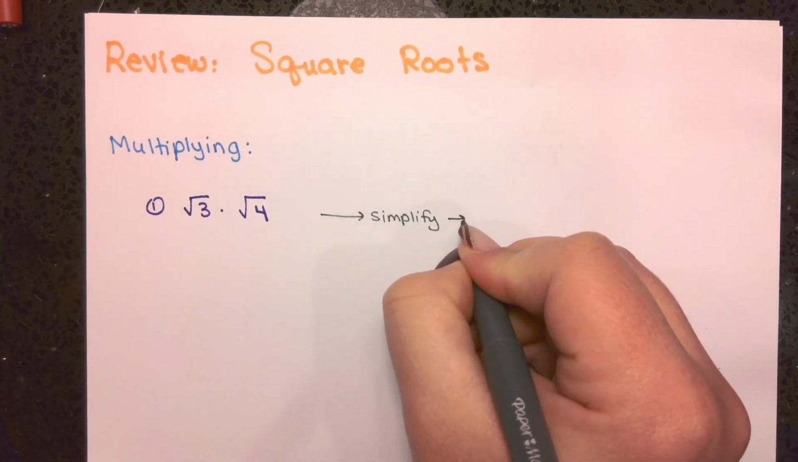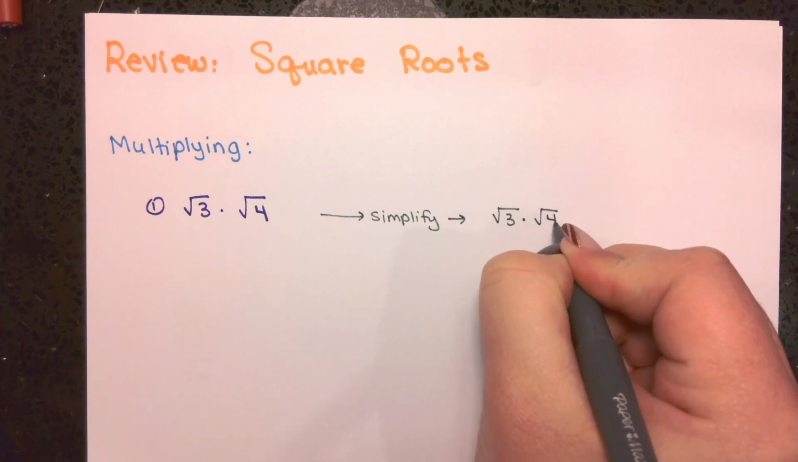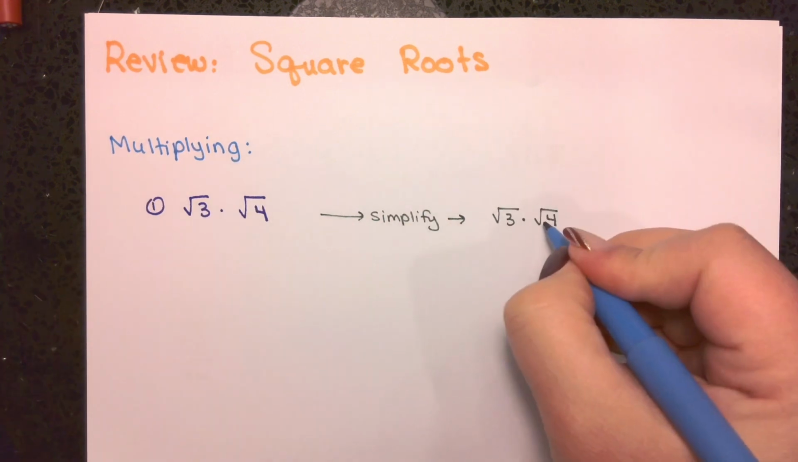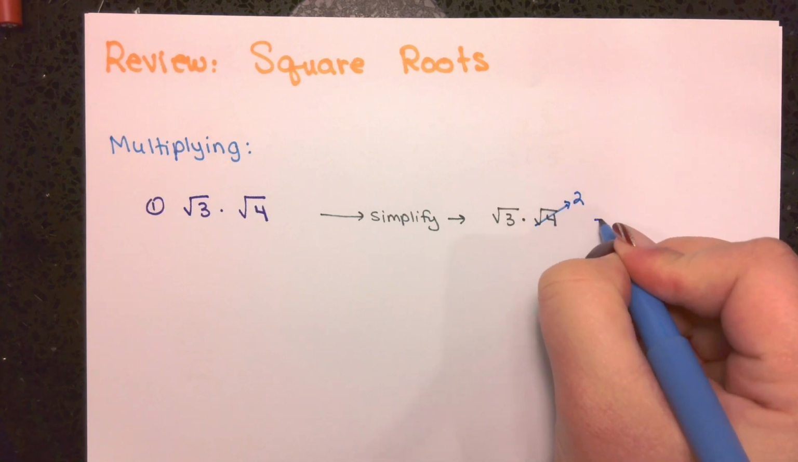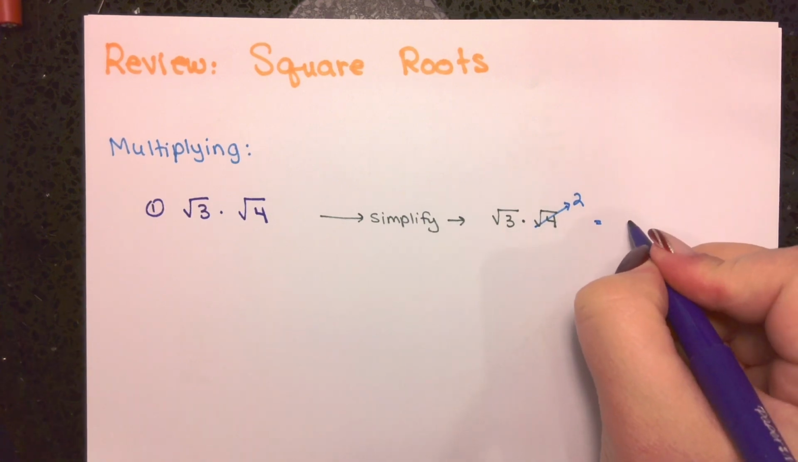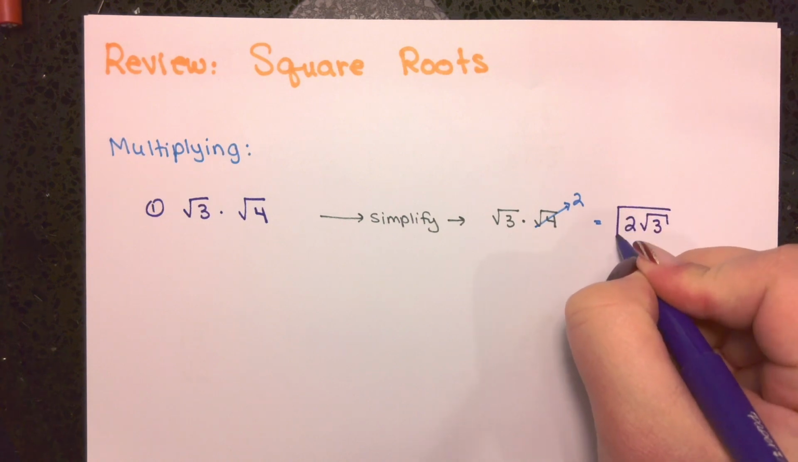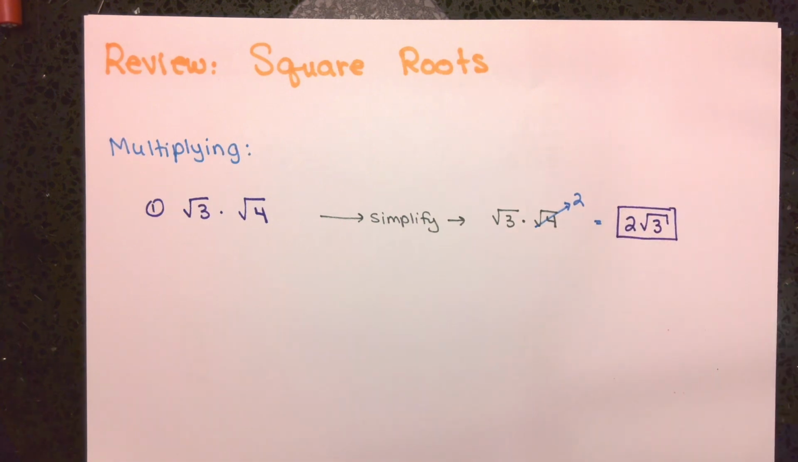So if we are choosing to simplify first, we have the square root of 3 times the square root of 4. The square root of 4 we know is 2. 2 is now outside of the radical. There is no house around it. It's not inside the square root anymore. So we have 2 outside, 3 still inside. And so when you're writing the multiplication, you just write them next to each other.